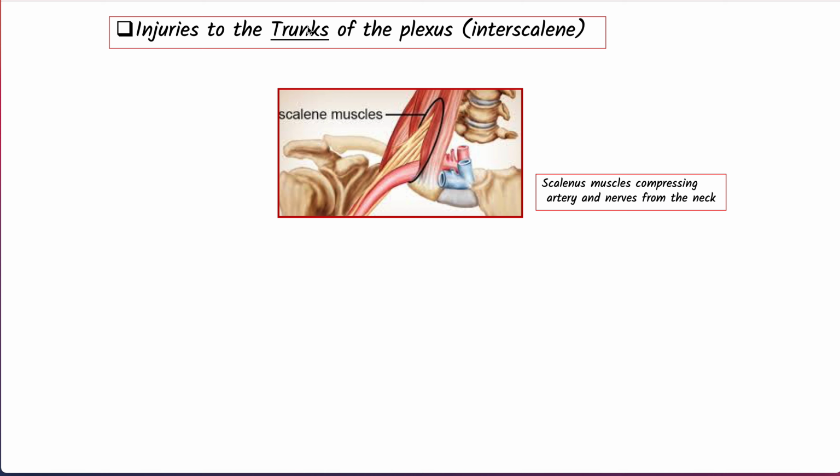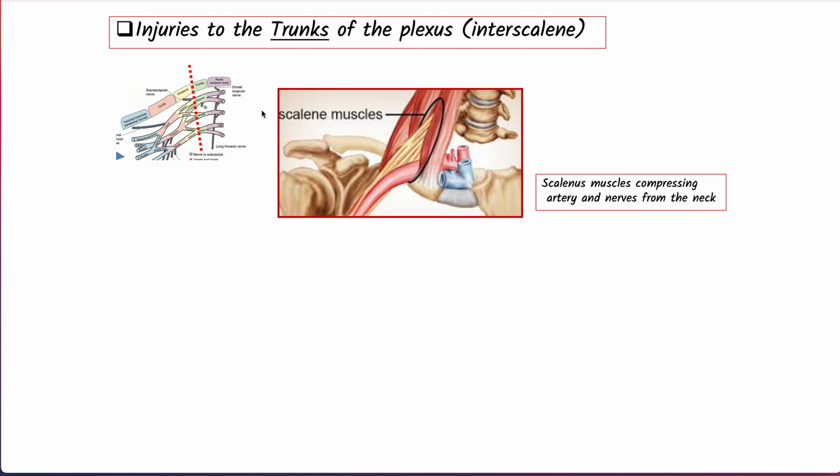This is the level where my trunks are. And what trunks have we just discussed today? We talked about the superior, middle, and inferior trunk in between the interscalene muscles, and we know there is an anterior, middle, and posterior scalene muscle, and the trunks of my brachial plexus emerge in between these muscles. So once there is hypertrophy, they are compressed.